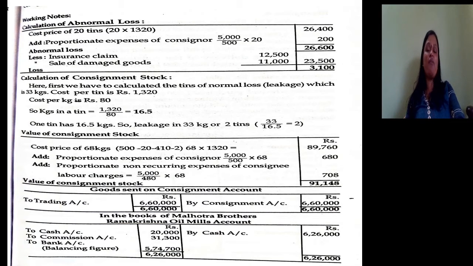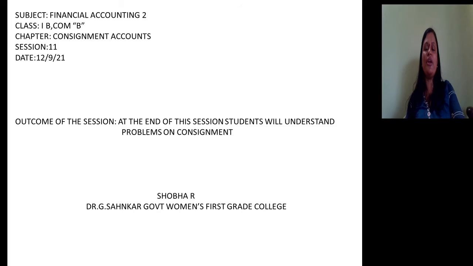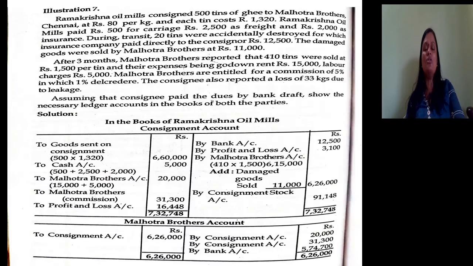How much did they recover from insurance? 12,500. How much were damaged goods sold for? 11,000. So totally 23,500 is recovered for this abnormal loss. The amount that was not recovered, 3,100, is a loss. What they did is show this 3,100 only in the consignment account. The journal entry they passed: Profit and loss account debtor to consignment account 3,100. This is the way in which they treated this 3,100.